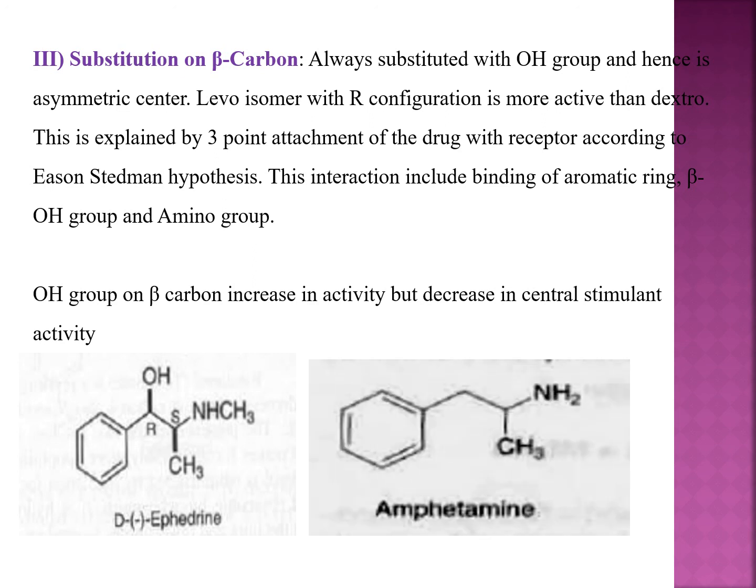If we compare ephedrine and amphetamine, in ephedrine a hydroxyl group is there on the beta carbon, but in amphetamine there is no hydroxyl group on the beta carbon. The hydroxyl group is a polar group, therefore it is more hydrophilic. So ephedrine is more hydrophilic than amphetamine, and we know that to cross the blood-brain barrier, the compound should be lipophilic. So ephedrine crosses the blood-brain barrier less, and therefore it has decreased central stimulant activity due to the presence of the hydroxyl group.